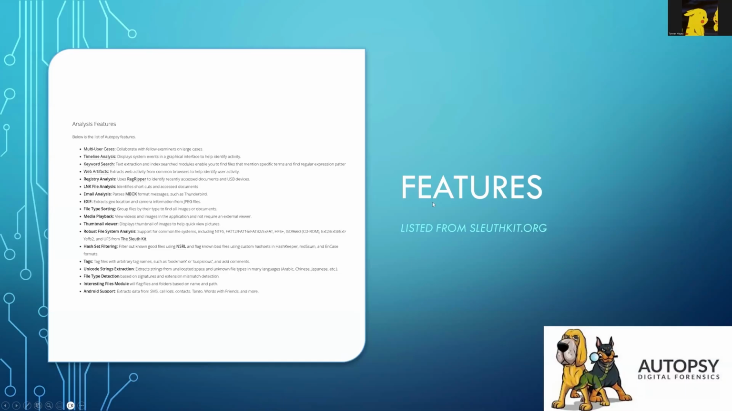Some features of Autopsy, which are listed on sleuthkit.org, we'll go over a lot of in the demonstration: multi-user cases, timeline analysis, which is really useful, file type sorting, hash set filtering, tags, and file type detection. These are just a few of the many features that Autopsy is used for.